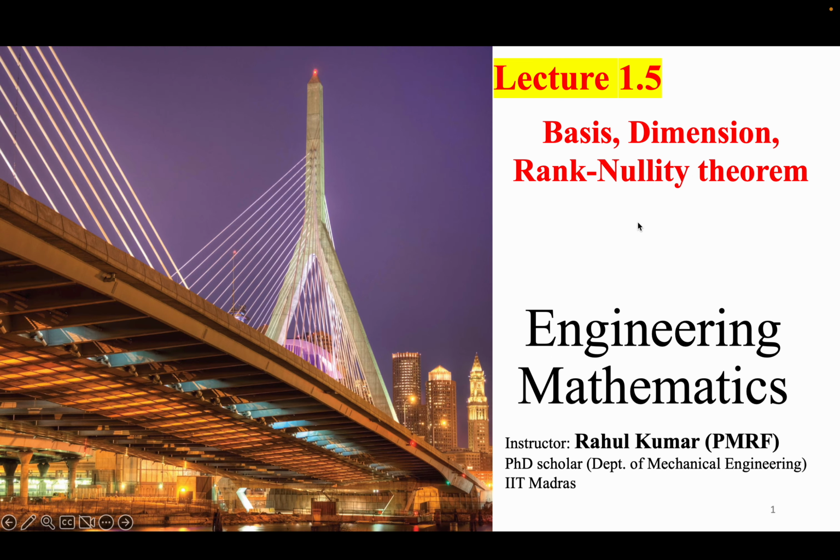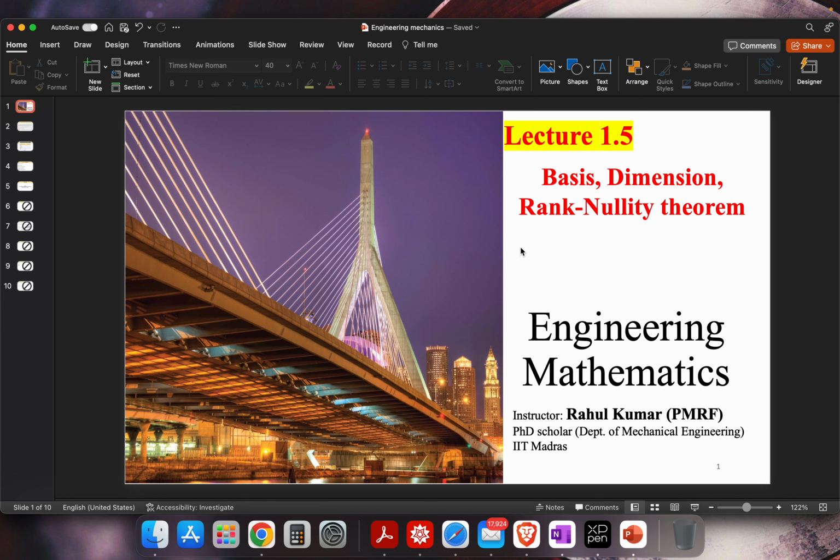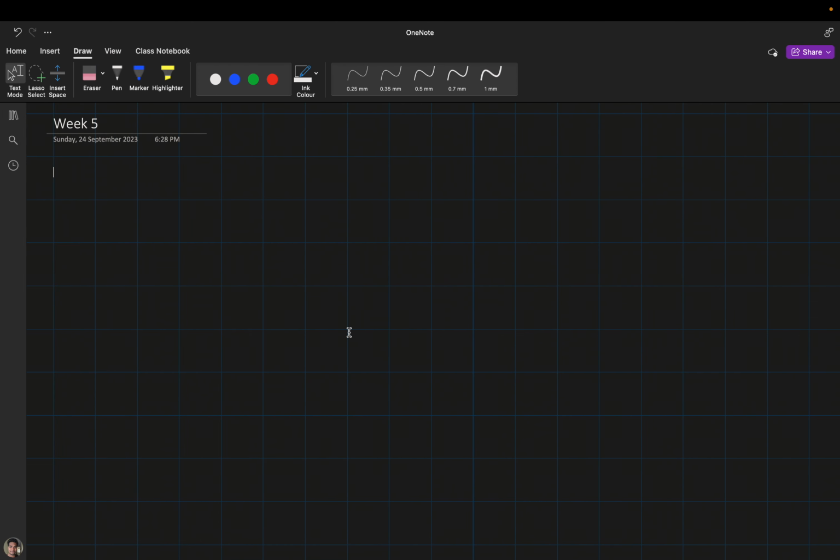So, today's session will be on the topic of basis, dimension, rank, and nullity theorem. Okay, so let's start. So, the first topic is linear independence.